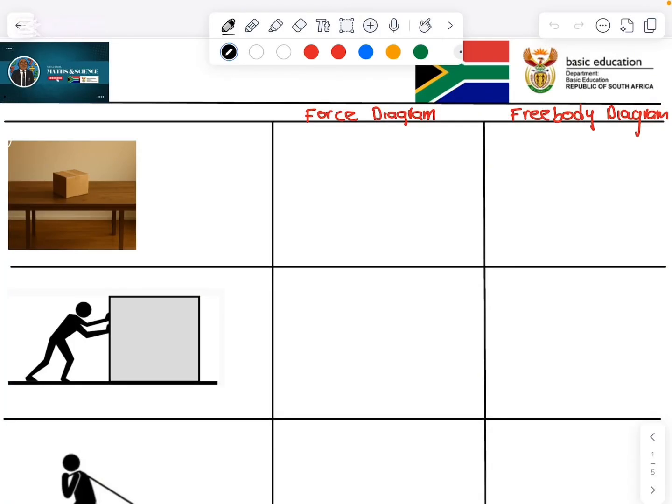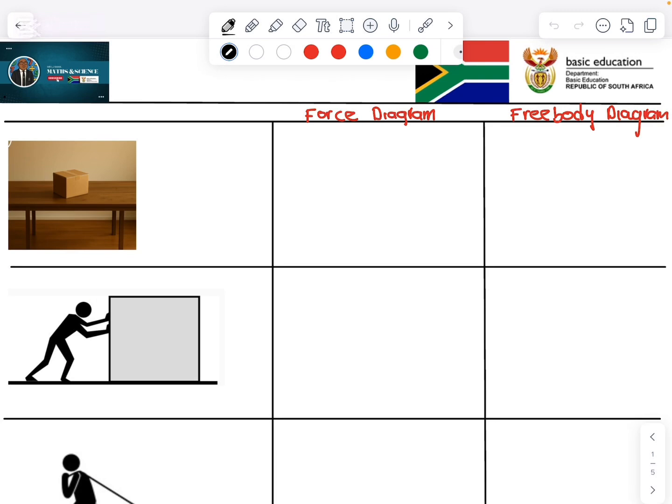In this video, we will be looking at how to sketch the force diagram as well as the free body diagram. So looking at example number 1 on your left, we have a box here that is on top of a table, and they want us to sketch the force diagram for this box.